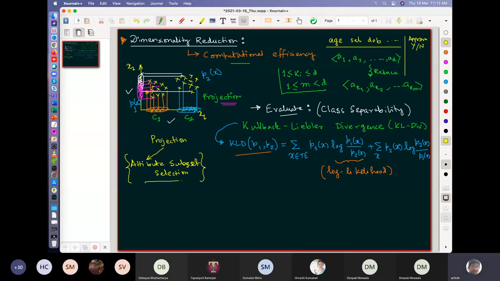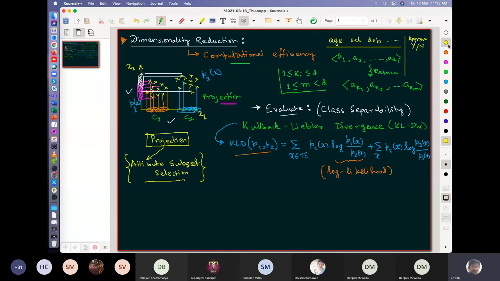So therefore, projection is nothing but just selecting a set of attributes in order to make that point visible on those attribute hyperplanes. Depending on this, we will try to develop certain algorithms of attribute selection.